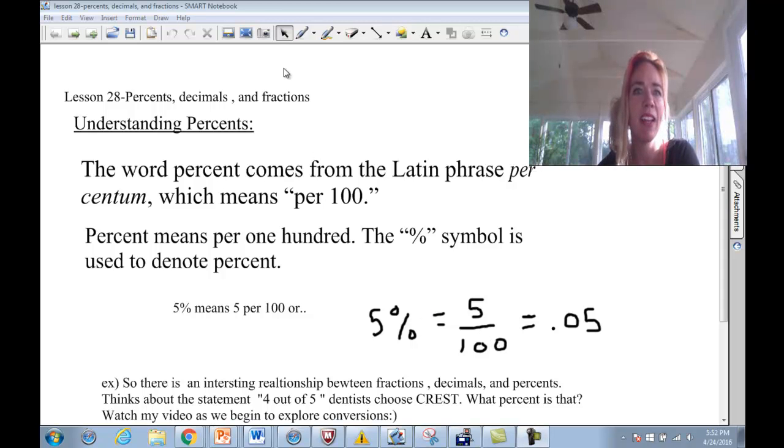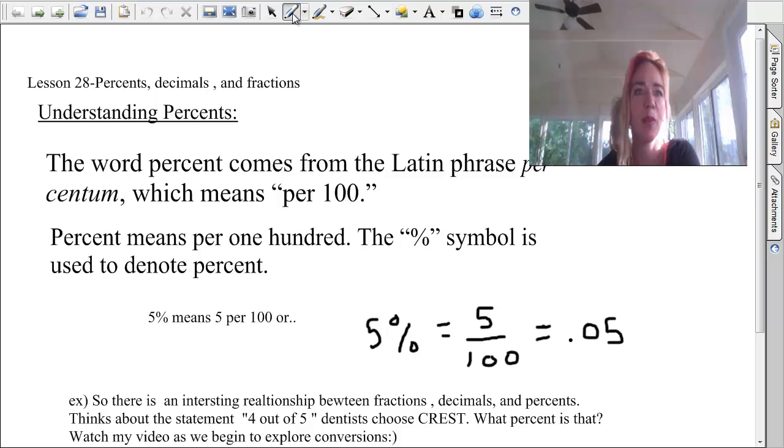Okay, welcome back. Lesson 28, percents, decimals, and fractions. So I have a lot of nursing students and they often come to me and say they're getting ready for a dosage calculation exam and they're having trouble converting from percent to decimal to fraction without a calculator. So I hope this will help all those nursing students out there and of course the rest of my students.